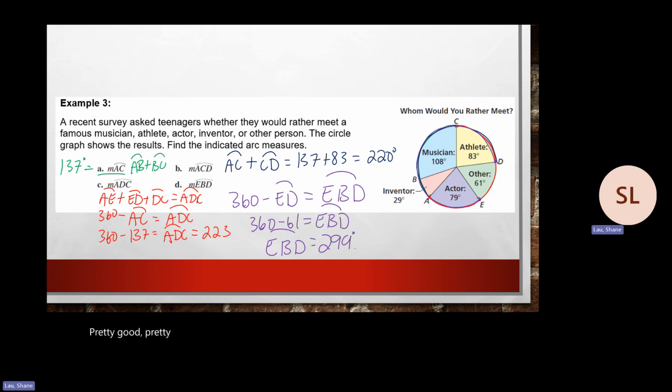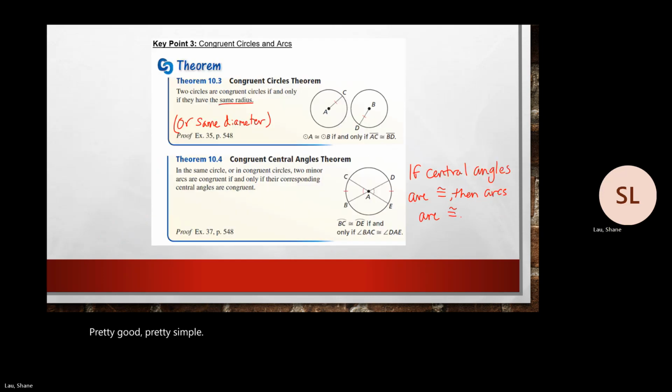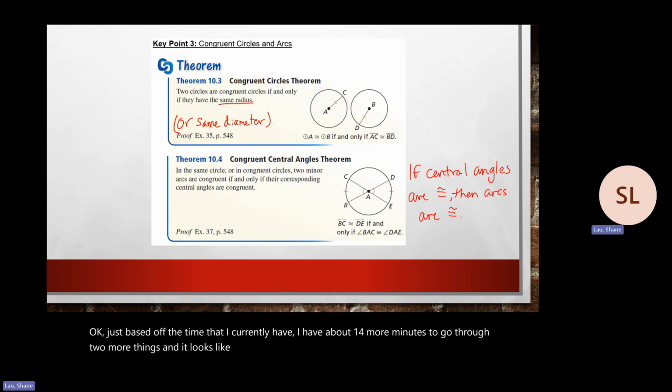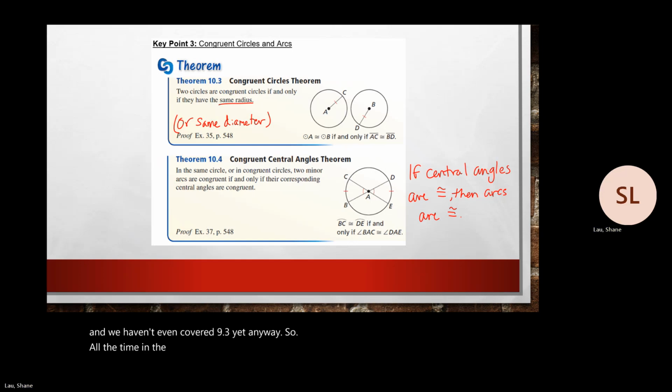All should be pretty good, pretty simple, for the most part, kind of. Okay. Just based off the time that I currently have, I have about 14 more minutes to go through two more things. And it looks like I'm just going to stop here at 9.2. It makes no sense to keep going. And we haven't even covered 9.3 yet anyway. So it's all the time in the world.